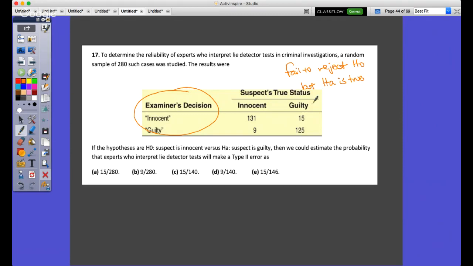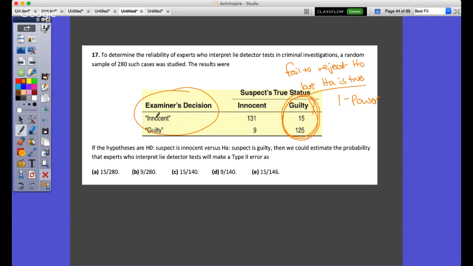So let's go through this. This is true here. Remember, type 2 error is 1 minus power, the probability that's here. But in looking at this, you could deduce that suspect is guilty is the alternative. So what is the probability that we would fail to reject the null, but the alternative is true? The alternative is true is what's been given. We failed to reject the null would be that we find them as innocent.